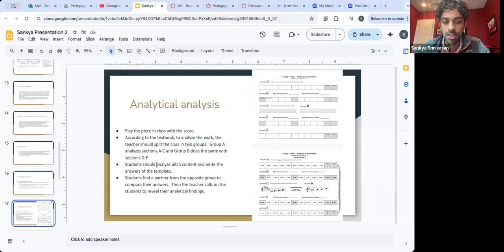Students should analyze pitch content and write the answers of the template. They should also find a partner from the opposite group to compare their answers. Then the teacher calls on the students to reveal their analytical findings.